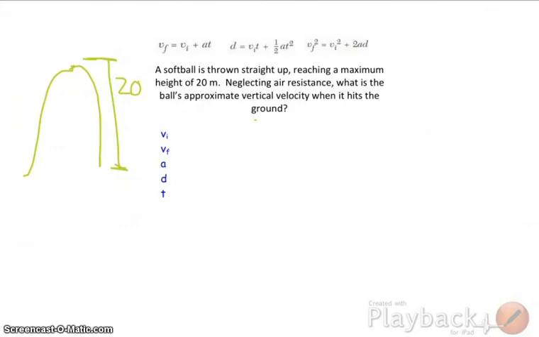So we're looking at it when it hits the ground. So we're looking at it on its way down. We care about this part of the fall, or of the path. So it went 20 meters. But it went 20 meters down. So you want to make sure you get that negative in there.